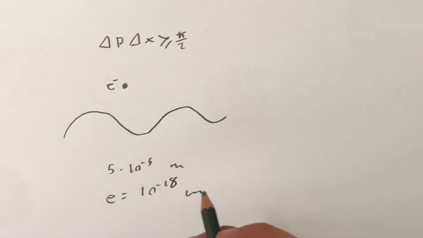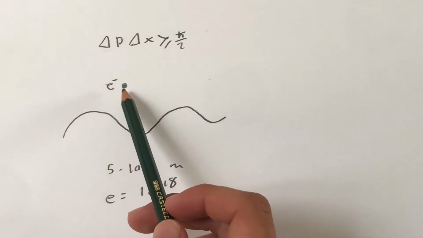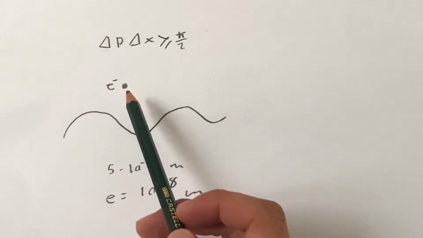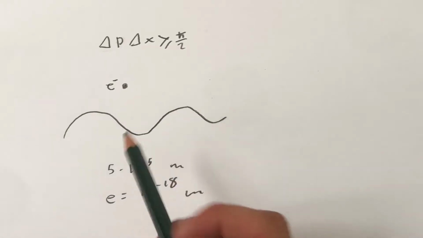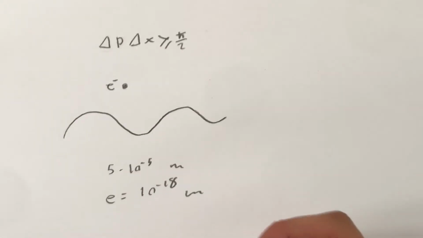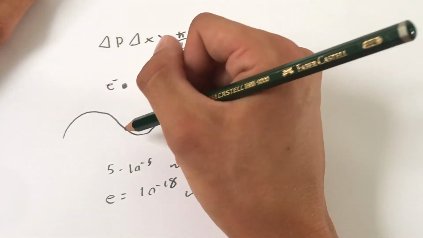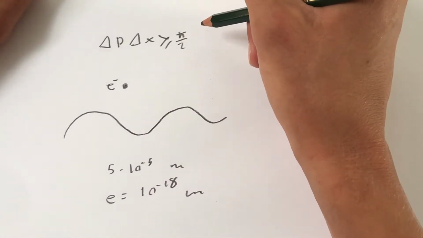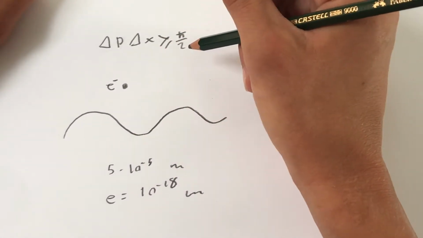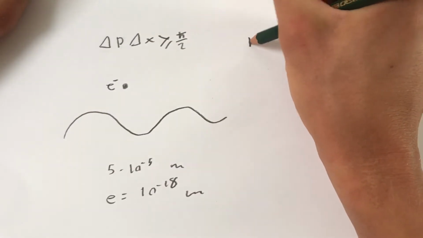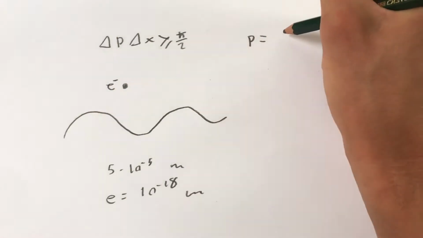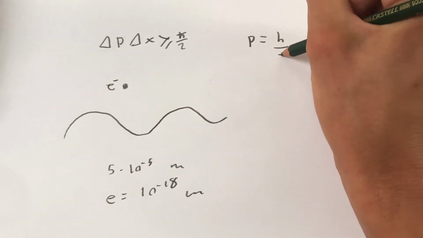And by doing so, by sending radiation at this electron, you will start to see a problem, because as we know, if you shorten the wavelength of a particle, the momentum will go up, simply because of this. We know that P, momentum, equals h over lambda.